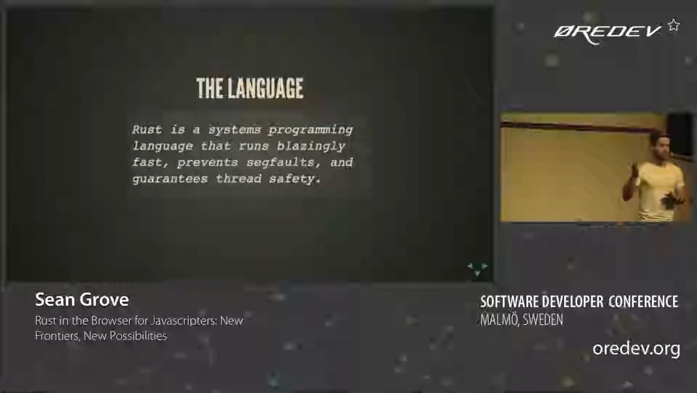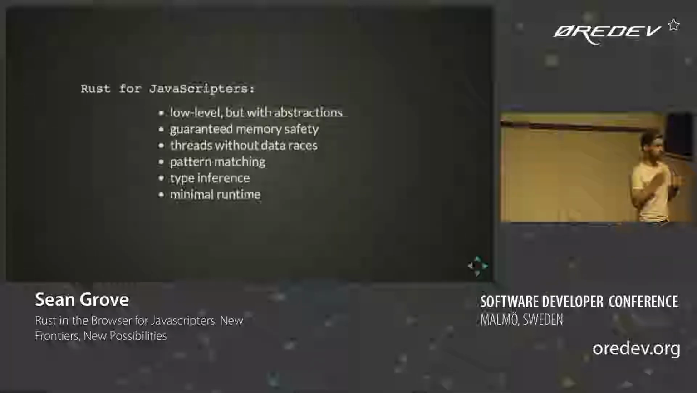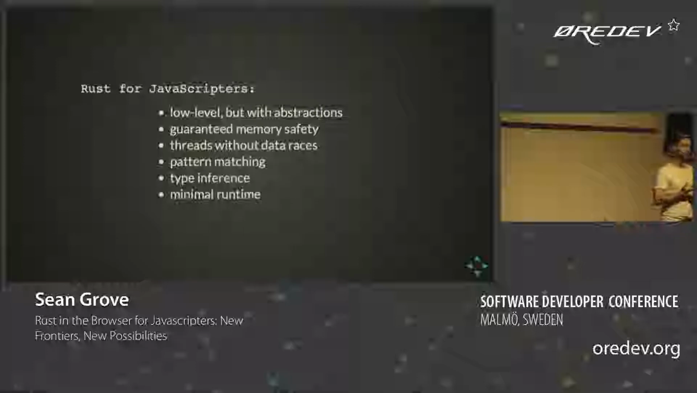So with that in mind, Rust is a systems-level programming language. I don't know if that's a great term, but for better or for worse, this is how they describe themselves. It's focused very much on performance and correctness. I would say for JavaScripters, though, the aspects that will be relevant are that Rust gives you very, very low-level control over things like memory layout. And this, in turn, translates into very nice performance benefits.